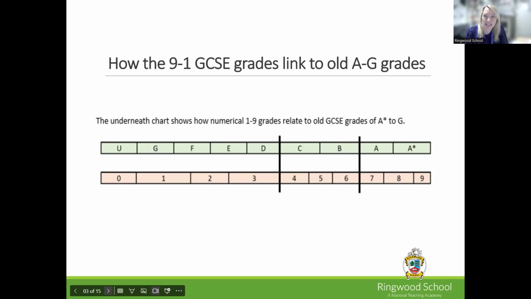So when people talk about grade 7s, that's the equivalent to the old A grade. When people talk about grade 6s, it's the equivalent to the top 2/3 of the old B grade. The 5 straddles the C and the B, and the 4 is equivalent to the old C grade. So people used to talk about getting your magic C. It's your 4 now, but also the government really look at students who get 5s and above as well. The 5 and above, which is called the strong pass, is also a really key threshold.